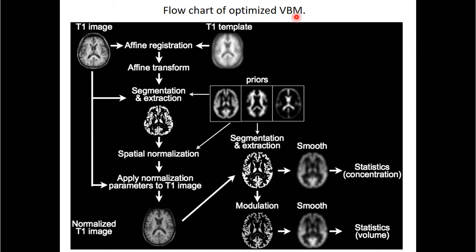I remind you, it is VBM. It is not what we are going to do. And at the end, based on the parameters of normalization, the nonlinear deformation parameters, you apply local modulation, and then you smooth, and this is what you get at the end for your statistical analysis.